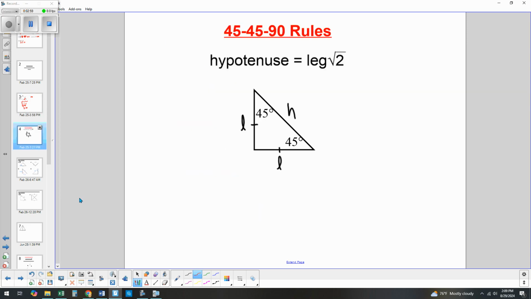So for a 45, 45, 90 triangle, which is what we're going to call this because it's made up of 2 45-degree angles, and the last one is 90, the hypotenuse will equal the leg times the square root of 2. And I'm going to write it as h equals L root 2. That's going to be the formula that I use for every single 45, 45, 90 triangle.